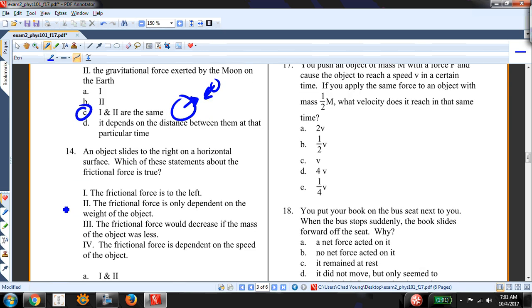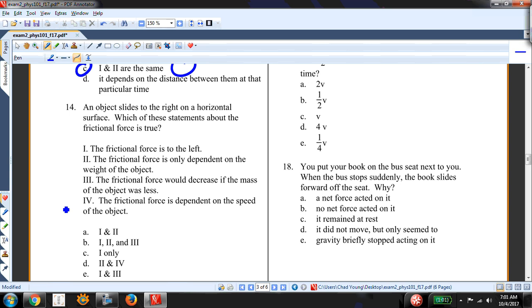An object slides to the right on a horizontal surface. Which of these is true about the frictional force? Well, the object is sliding in this direction, so the frictional force is to the left. The frictional force is only dependent on the weight of the object. That's not true. It's also dependent upon the surface. The frictional force would decrease if the mass of the object was less. That's true because then your normal force would decrease. And then the frictional force is dependent upon the speed of the object. That's not true. So E is the right answer.